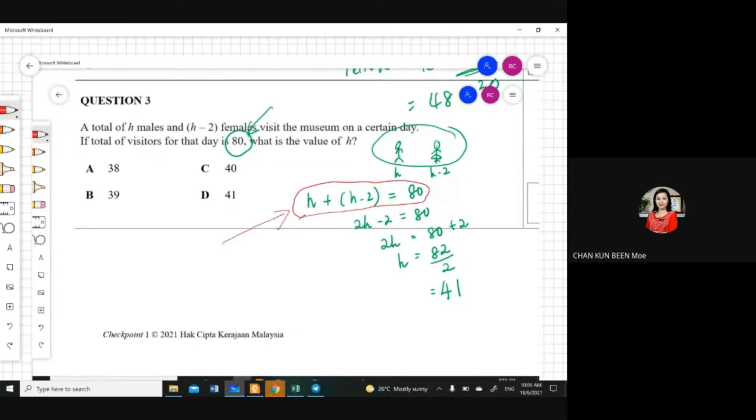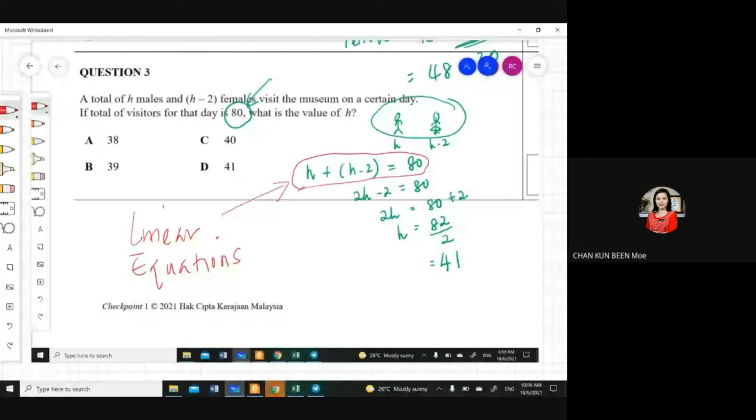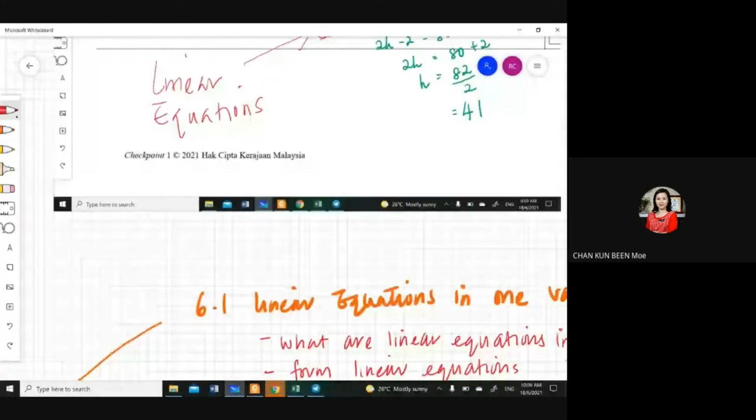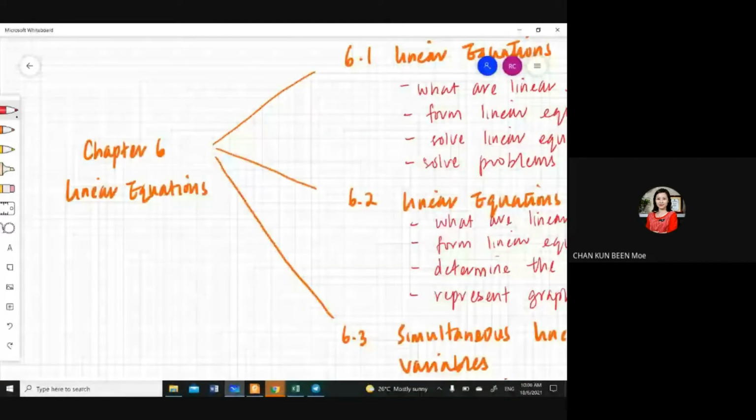It's related to our new chapter, that is linear equations. Which chapter are we entering into today? Chapter 6. Yes, correct. Very good. So we are going to look at linear equations. This linear equations chapter is divided into 3 main subtopics.